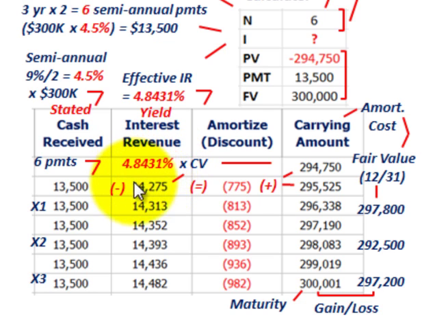And you're going to get interest revenue here of $14,275 for the first period. Compare that to your cash received here, $13,500, and this is going to be your amortization amount here, the discount, $775. Simply the difference. You add that to the beginning carrying amount here, $294,750. You get your new carrying amount here, $295,525, and just proceed on with it for your amortization.